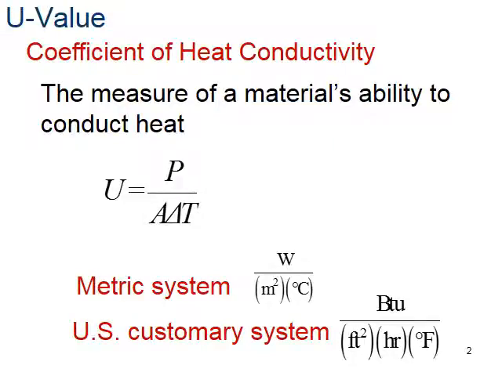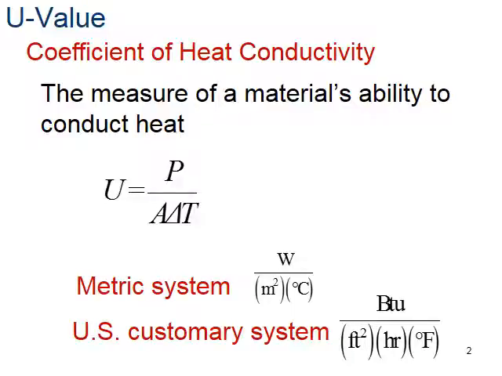But when we talk about insulation, there are a couple of constants that we need to understand. So one is called U value, and U value is called the coefficient of heat conductivity. And it's a measure of a material's ability to conduct heat. So the higher the U, the greater its ability to conduct heat. And here you see the equation for it. It's P or power, A for area, and delta T, in this case T, capital T, is temperature. So you can see what the units in the metric system are: watts per meter squared degrees Celsius.